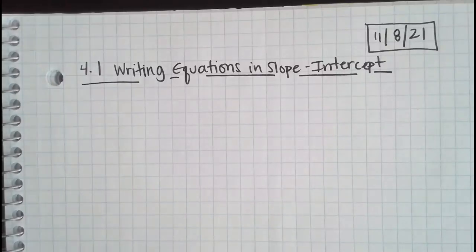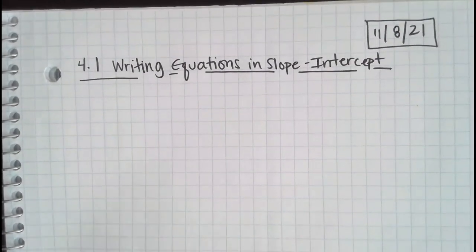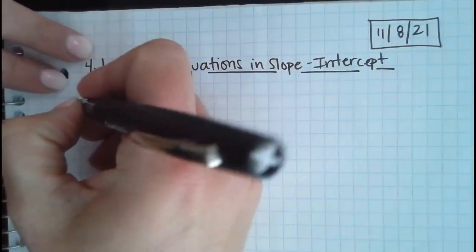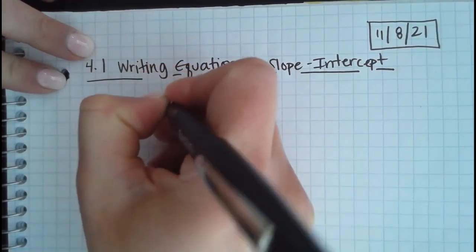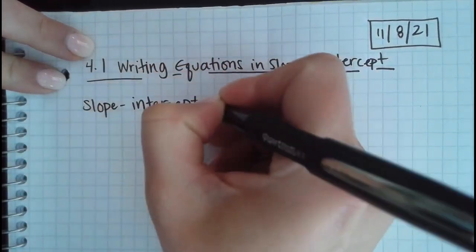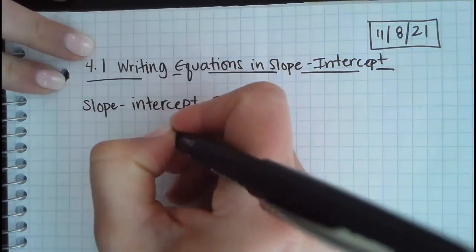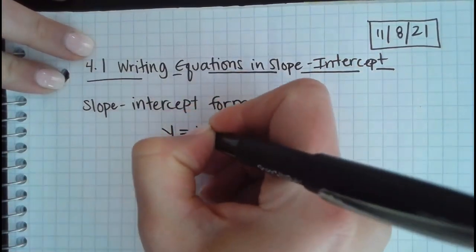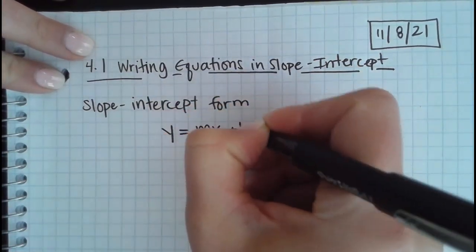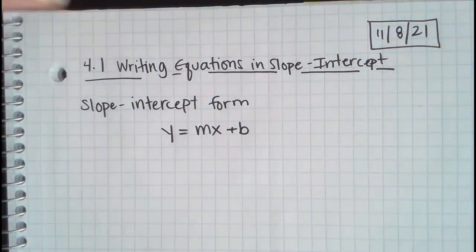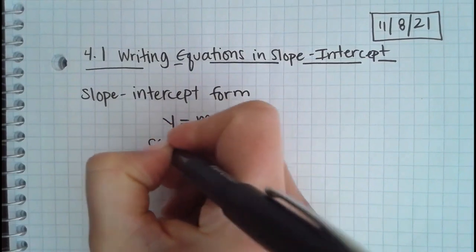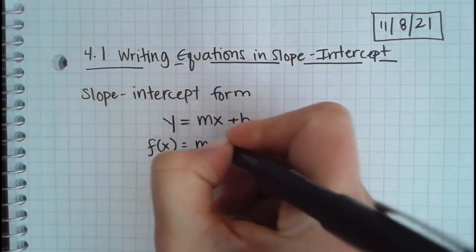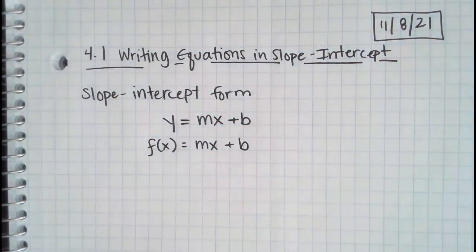First thing we need to recall, slope-intercept form is y equals mx plus b, right? We could also say f of x equals mx plus b. You could see it either way. They're both slope-intercept form.